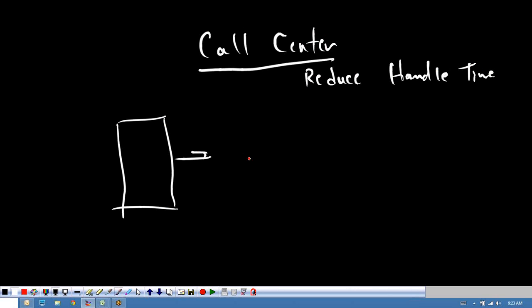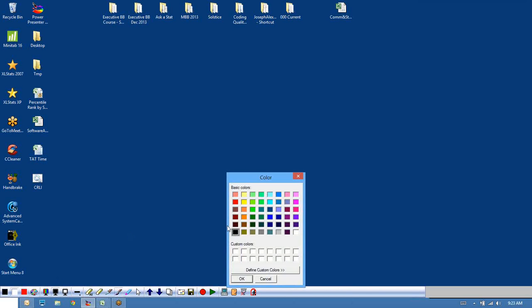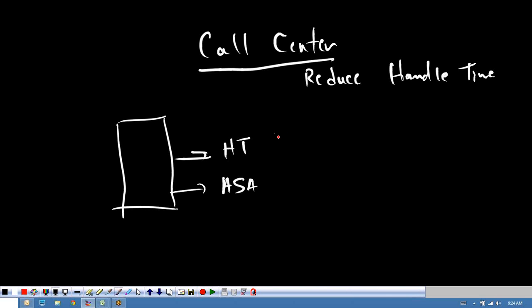We may have collected data on a couple of different outputs. Let's say handle time, and suppose we also collected data on average speed of answer, how long it takes them to pick up the phone. Both of those are numbers. I'm going to label them as such, in blue so we can read that. These are numbers, I'll just write num. And now we ask the question, what would handle time and average speed of answer depend upon?